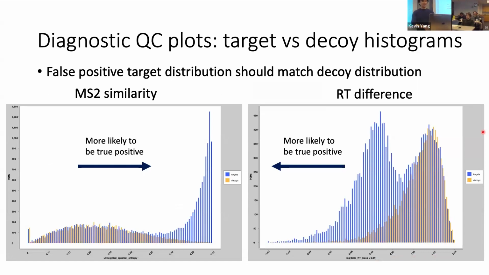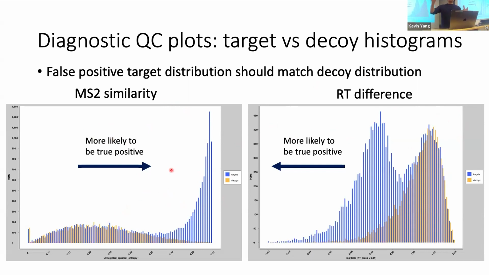So now, the diagnostic plots I've been mentioning. Again, you want to make sure that your model is predicting the right thing and that your data doesn't look weird. So you provide these two different histograms. In blue here, you basically see all your target PSMs, and in orange, you see your decoy ones. From your target ones, you expect to see this bimodal distribution of your scores, where this is going to be your MS2 similarity and this is RT difference.